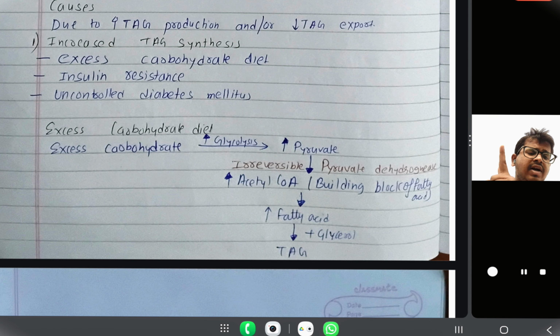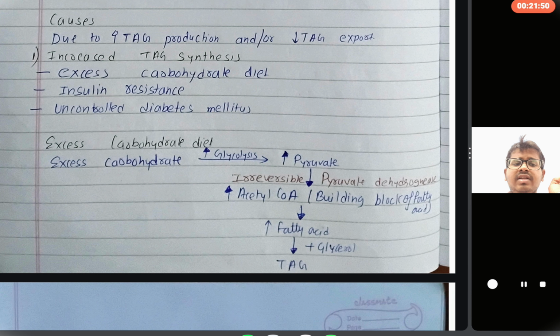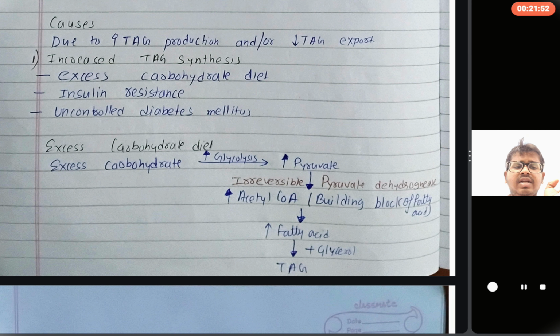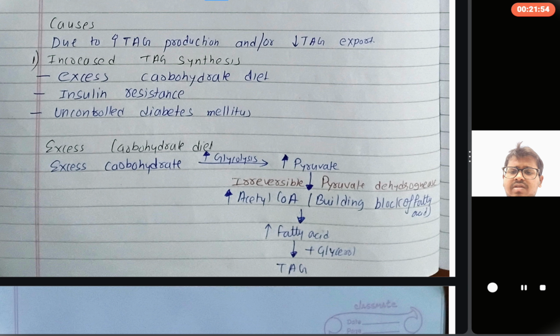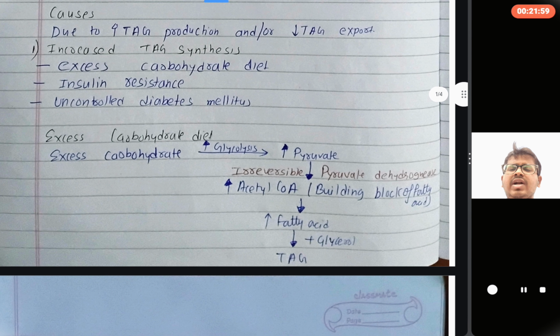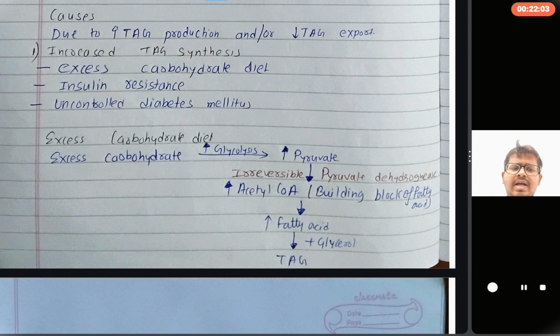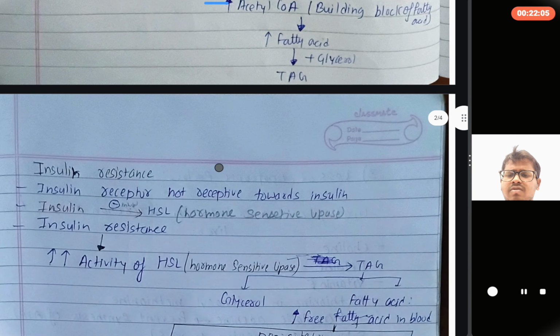What are the causes? There are 2 causes. Tell me, yaar. You are studying and you are not telling me. The 2 causes: increased triglycerol synthesis and not exporting triglycerol. So excess carbohydrate diet, if you are taking more food, and insulin resistance, uncontrolled diabetes mellitus. Diabetic persons have increased blood glucose level, and that kind of thing.